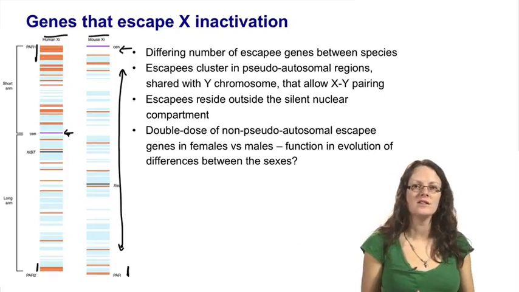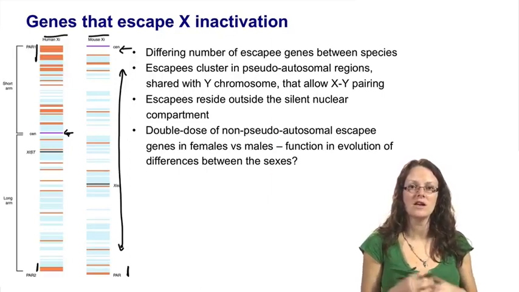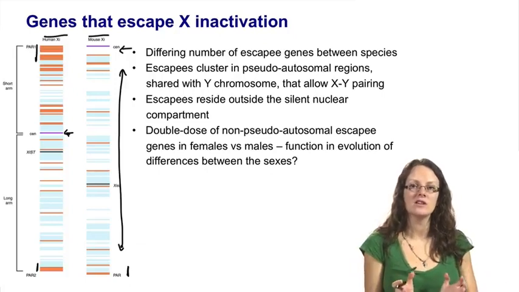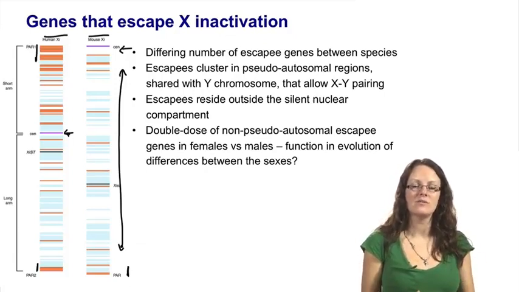What's important to note at this stage is that all of these escape genes, whether they're in the pseudo-autosomal region or not, reside outside of that silent nuclear compartment. So the reason that they escape silencing is that they're never drawn into that region that contains the Xist cloud and that is devoid of RNA polymerase II. So in the next lecture, we'll think about how X inactivation is established and how it spreads.